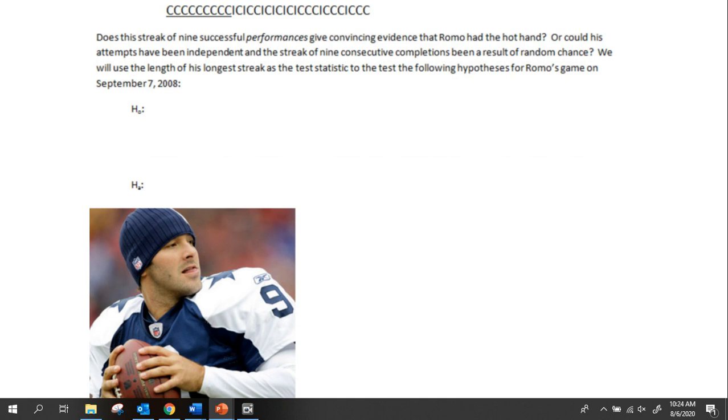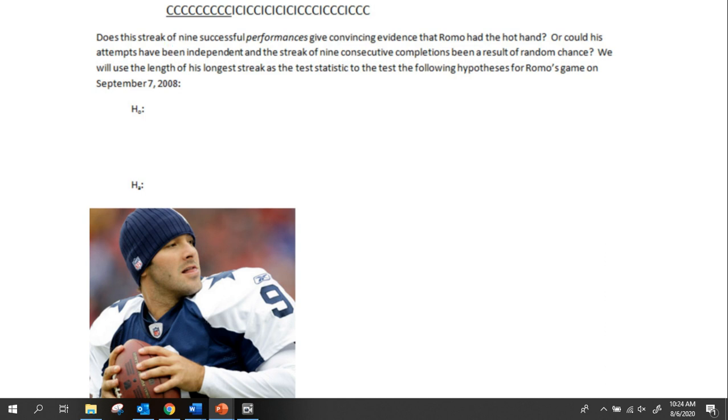Does this streak of 9 successful performances give convincing evidence that Romo had the hot hand, or could his attempts have been independent and the streak of 9 consecutive completions been a result of random chance? We will use the length of his longest streak as the test statistic to test the following hypotheses for Romo's game on September 7, 2008.